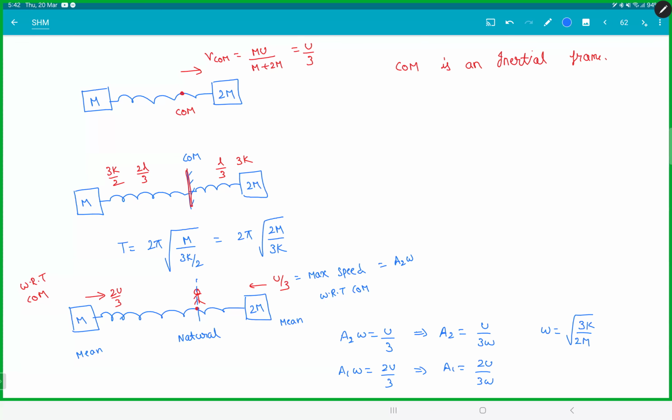If the spring is in natural length, force is zero. Force is zero means it's a mean position. So going and standing on the center of mass will solve your problems. If you try to do this in the ground frame, it becomes really difficult to observe what is happening. But center of mass will give you the thing. Is this clear, everyone? This is how you do the problem normally.